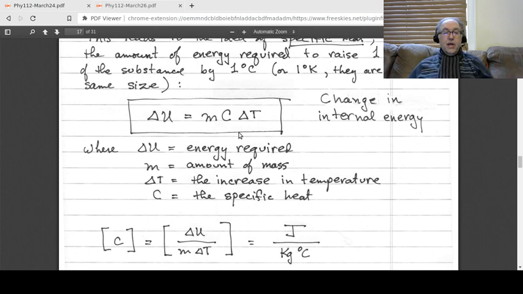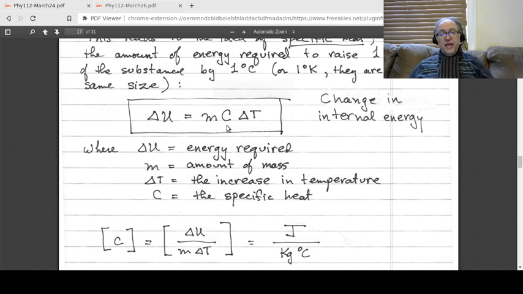Here we're going to simply define the specific heat, and it's given the symbol capital C. We're going to define the specific heat by this formula. The energy required is going to equal the mass of the material multiplied by the specific heat of the material multiplied by the temperature that you want it to increase by. So if I want to increase the temperature by delta T, I multiply delta T by the specific heat and by the amount of material, and this formula will tell me how much energy I have to put in to get that temperature increase.